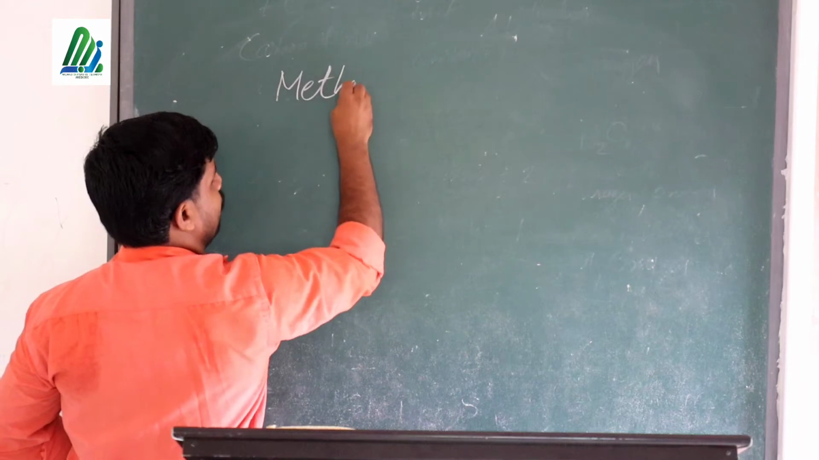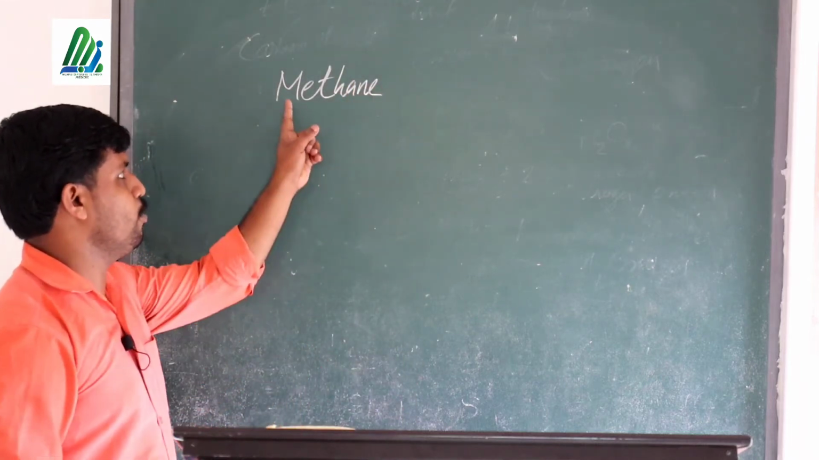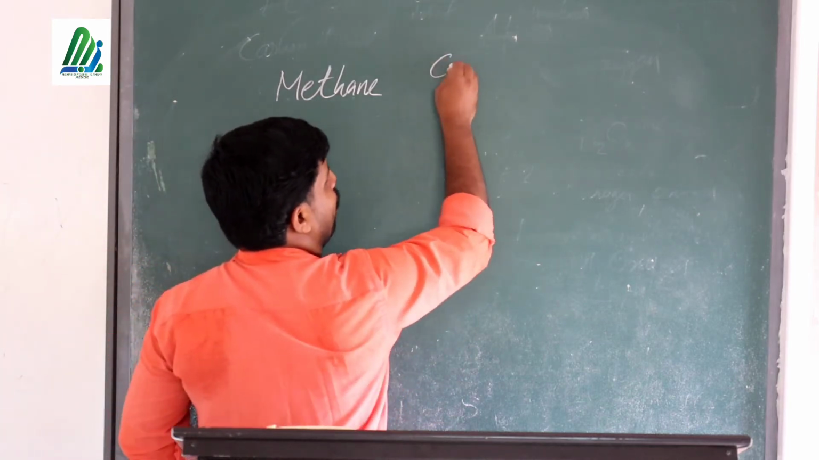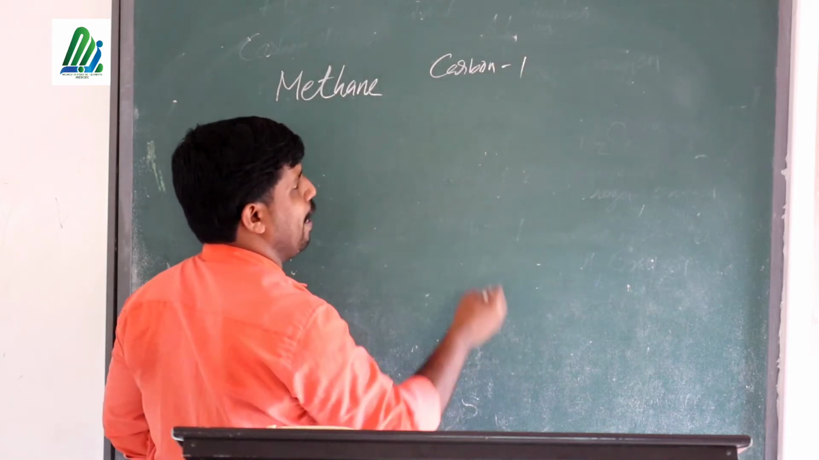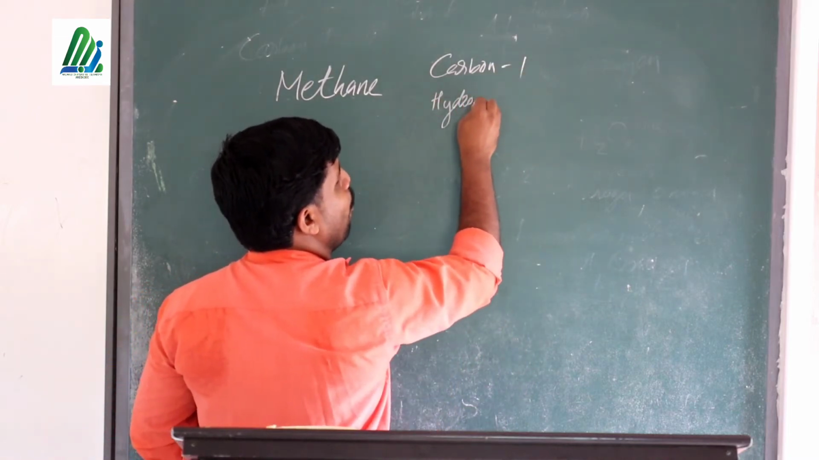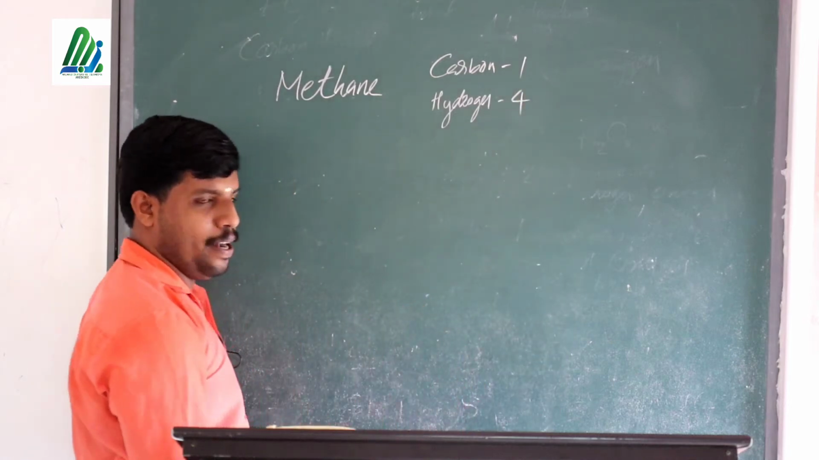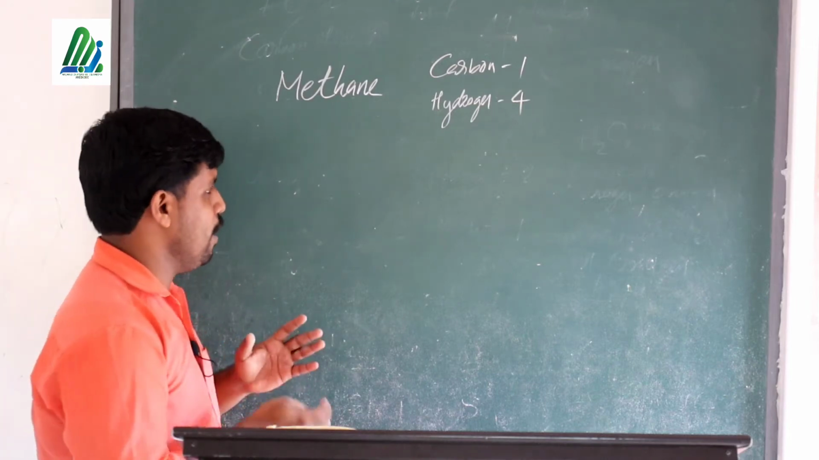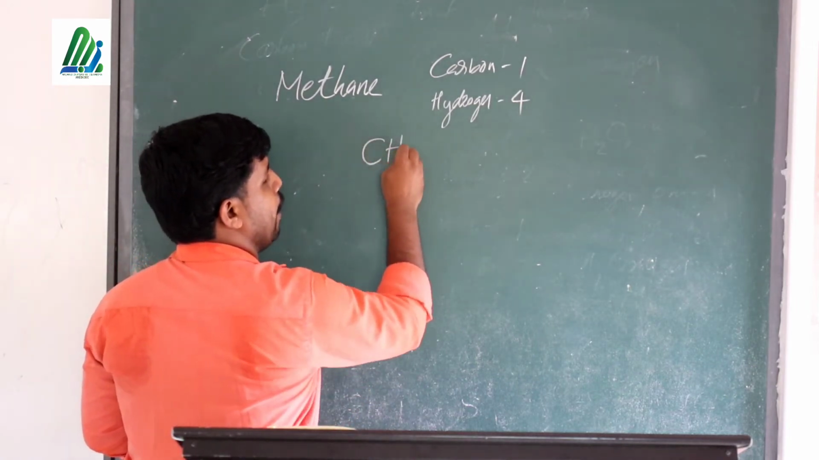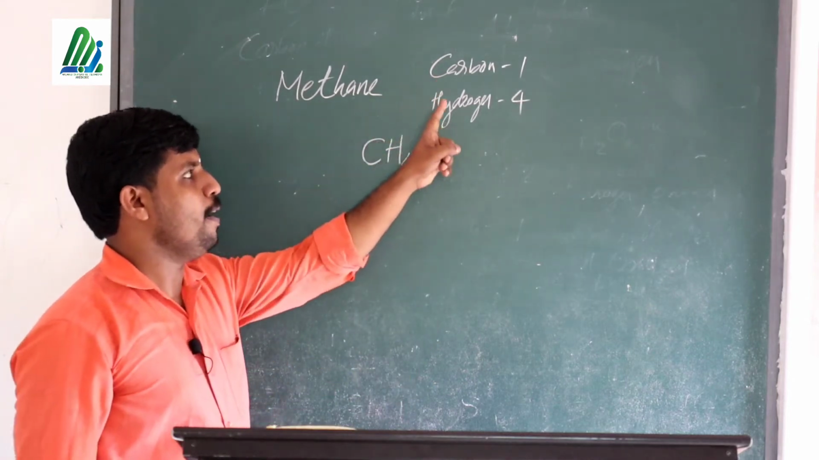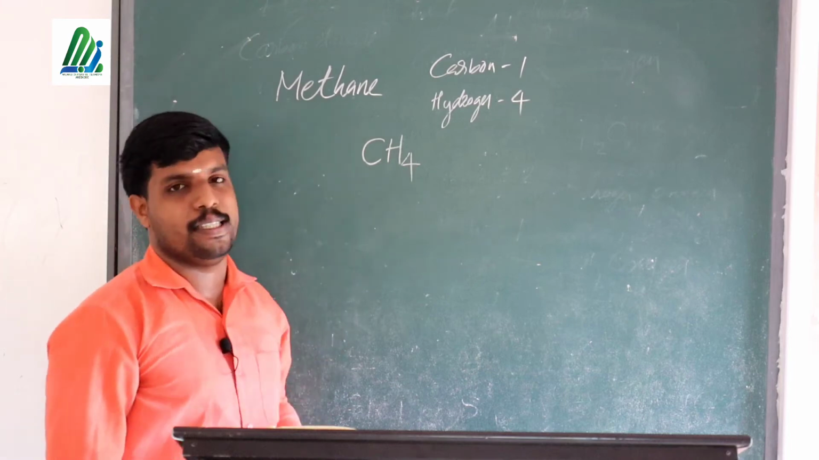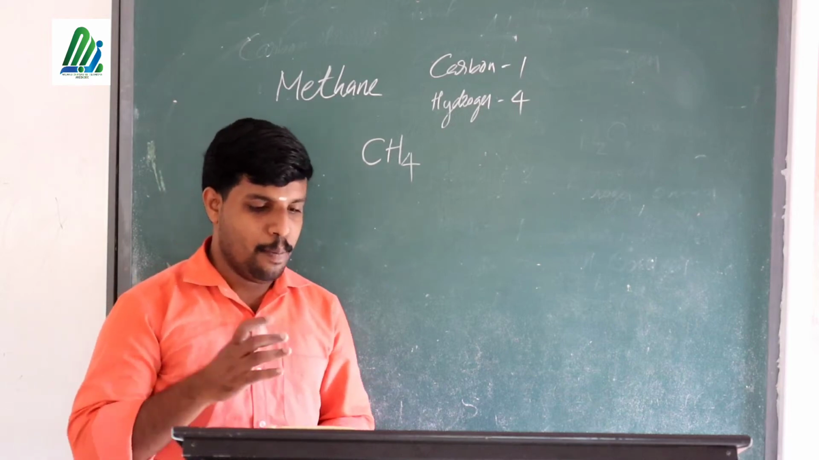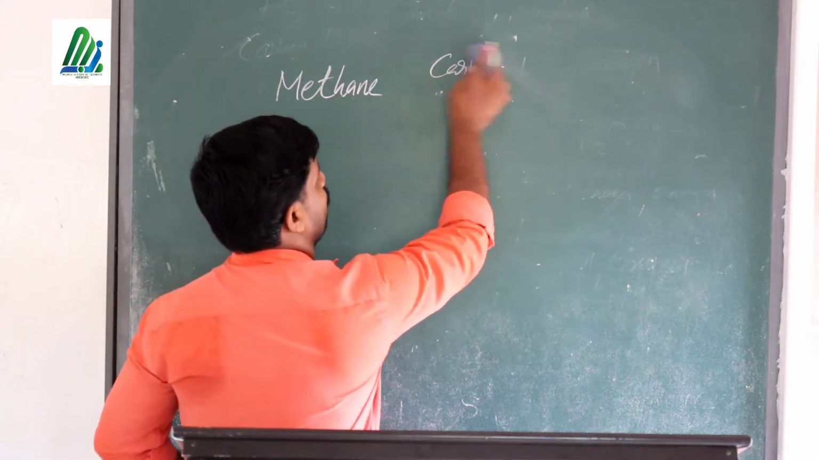Then another one, I just give a name: methane. It's a gas, produced in biogas plants. Methane has one carbon and four hydrogen atoms. So we write CH4 as the chemical formula of methane. Like that we can write the molecular formula of different types of compounds.